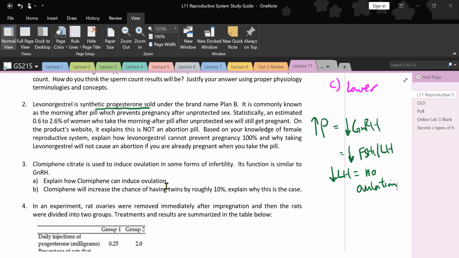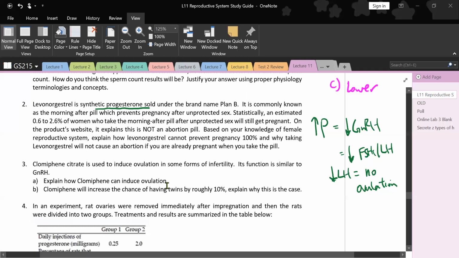Yep. Okay, great. All right, number 3, clomiphene citrate is used to induce ovulation in some forms of infertility. Its function is similar to GnRH. Explain how clomiphene can induce ovulation.